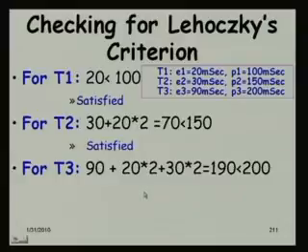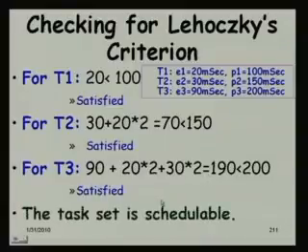And for T3 there are 2 higher priority tasks. T1 will arise 2 times, T2 will also arise 2 times by the ceiling. 200 by 100 ceiling is 2, and 200 by 150 ceiling is also 2. So, 90 plus 20 into 2 plus 30 into 2 is 190, which is less than 200. So, for this also it is satisfied. So, the task set is schedulable.